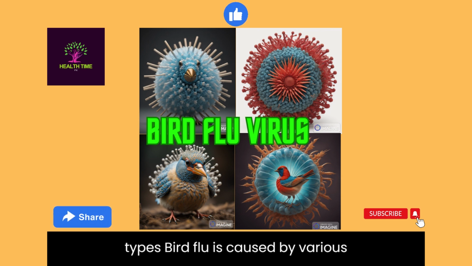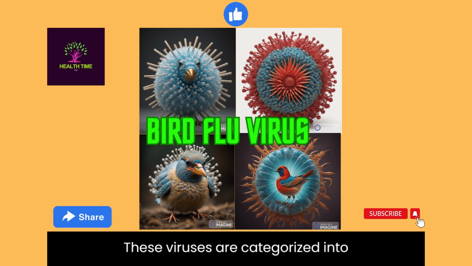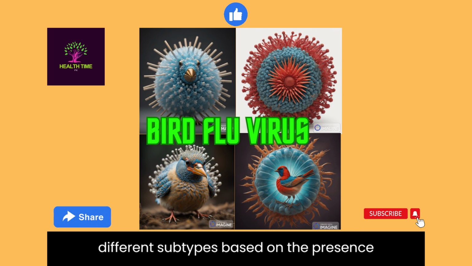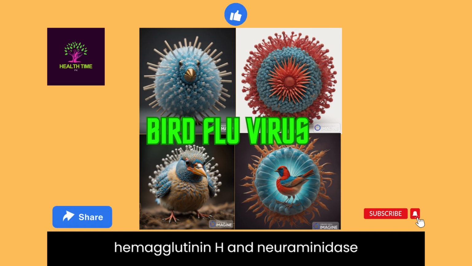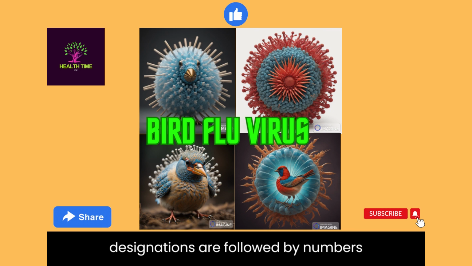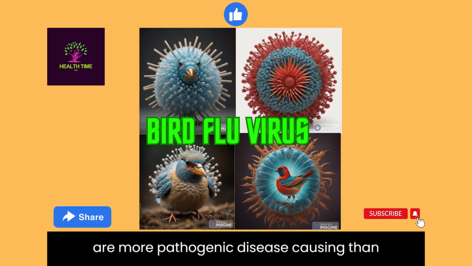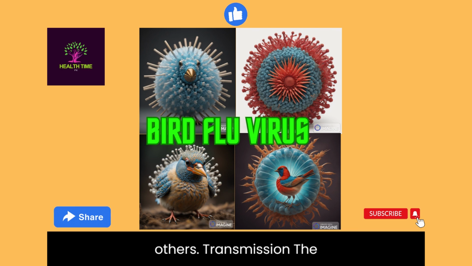Virus types. Bird flu is caused by various strains of the influenza A virus. These viruses are categorized into different subtypes based on the presence of two key proteins on the virus surface, hemagglutinin, H, and neuraminidase, N. The H and N designations are followed by numbers, indicating specific subtypes. Some subtypes of avian influenza virus are more pathogenic, disease-causing, than others.